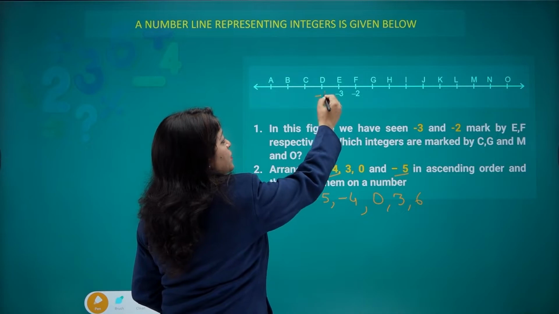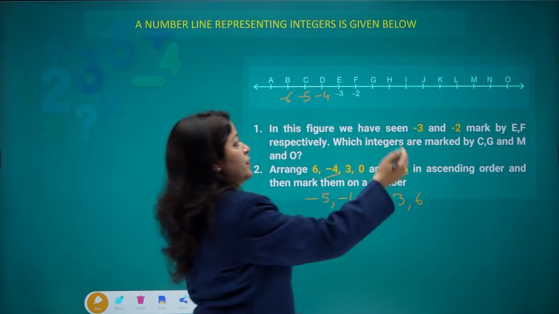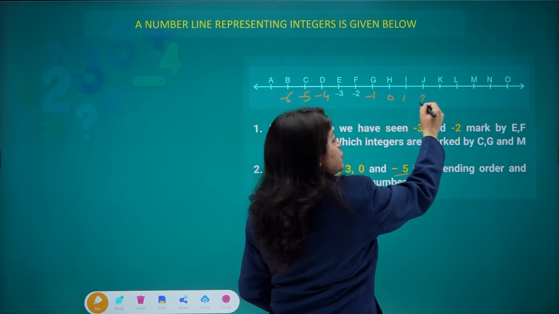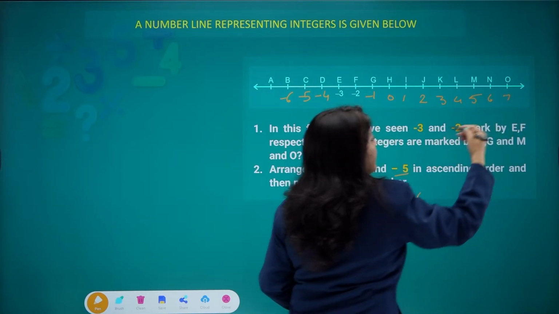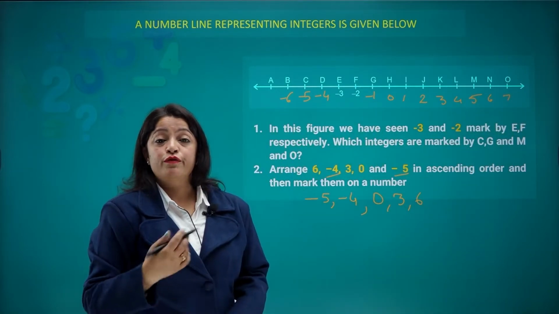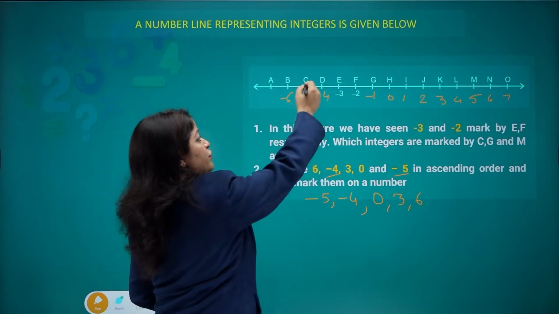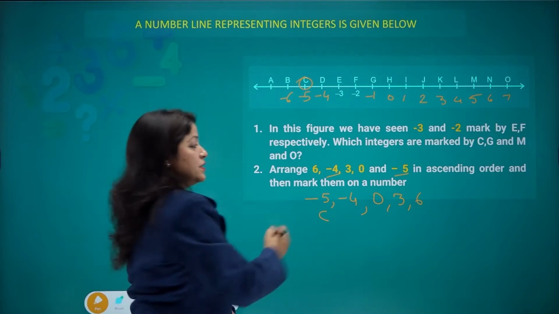So, here minus 4, minus 5, minus 6, so on. On the right, we have minus 2, then minus 1, 0, 1, 2, 3, 4, 5, 6, 7 and so on. So, which alphabet here represents negative 5? You can check from this. It is represented by the alphabet C.